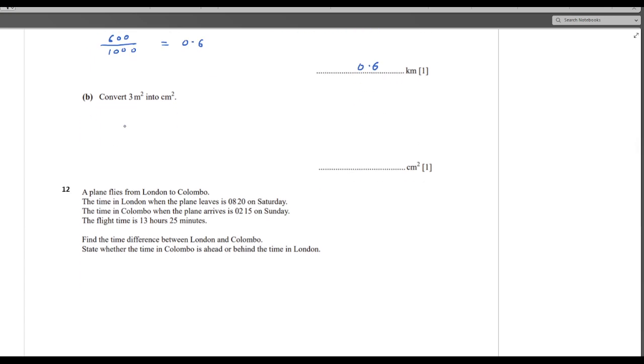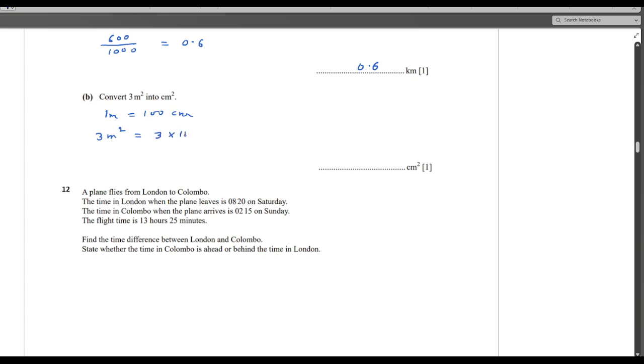Now convert 3 meter square into centimeter square. Now we know that 1 meter is equal to 100 centimeter. So your 3 meter square, so 2 times your meter is multiplying. So here 3 times 100 times 100, you will say that is 30000. Okay, so 30,000 is your answer.